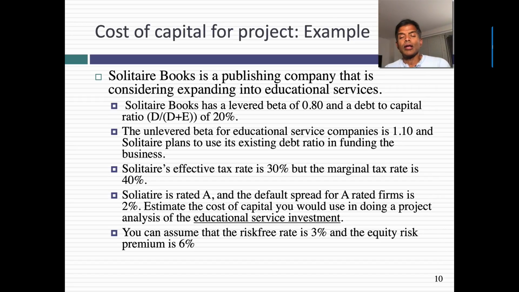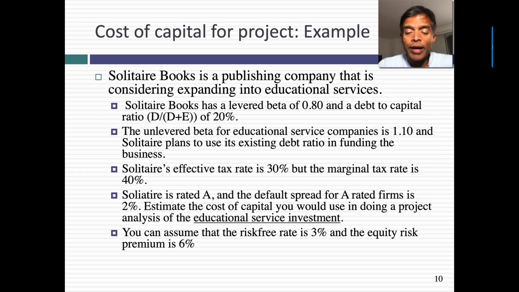So let's try another example. It's a project of a bookstore, a publishing company, which is considering expanding into educational services. Let's assume that's a different business. Solitaire Books has a levered beta of 0.80 and a debt to cap ratio of 20%. The unlevered beta for educational service companies is 1.10, and Solitaire plans to use its existing debt ratio in funding the business. Solitaire's effective tax rate is 30%, but the marginal tax rate is 40%.